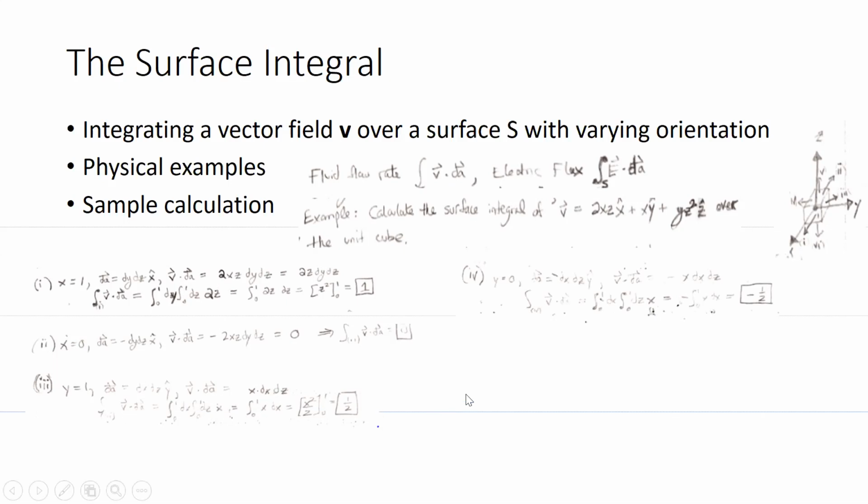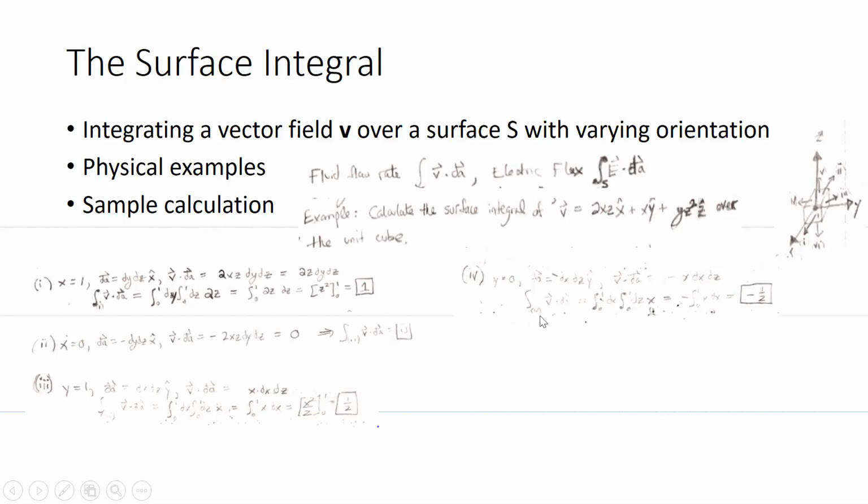Moving on to side 4, y equals 0. We have dA equal to minus dx dz y hat, the opposite of what we had on side 3. V dot dA will be the opposite of what we had on side 3, minus x times dx dz.